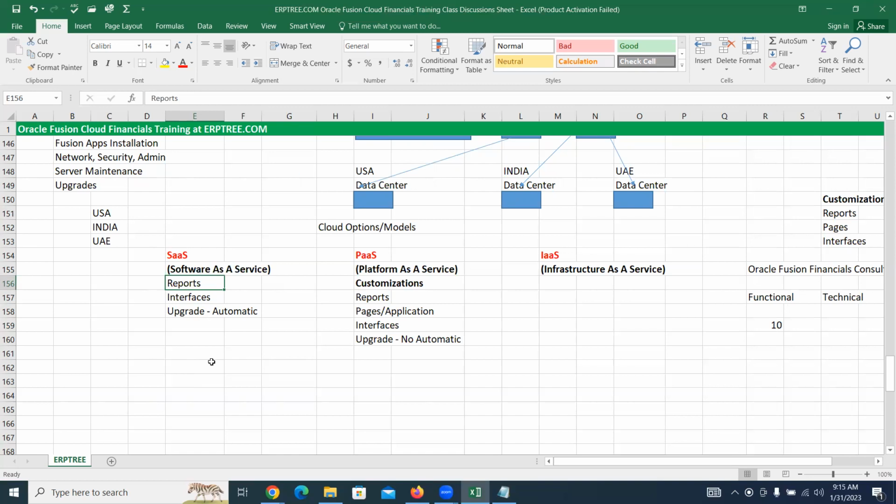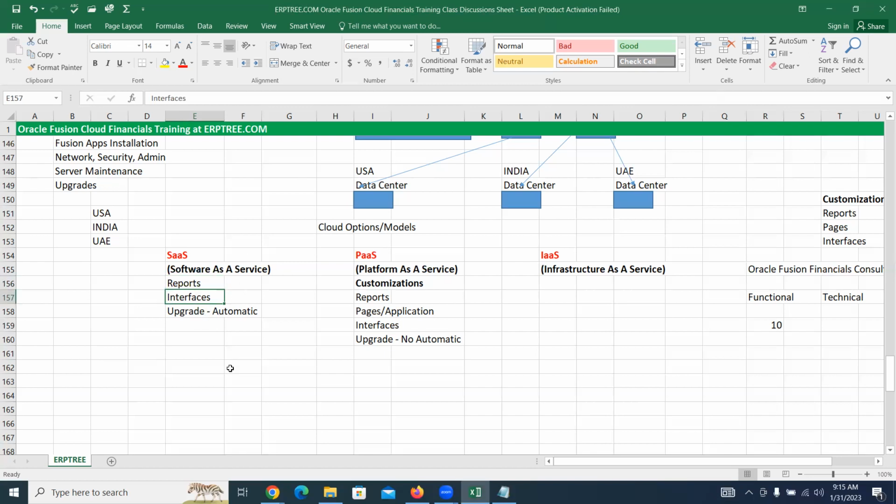Report purpose is to view the data. How you want to view the report, accordingly you can create the report. It's not a great customization, right? So it's not a great customization that Oracle is allowing.